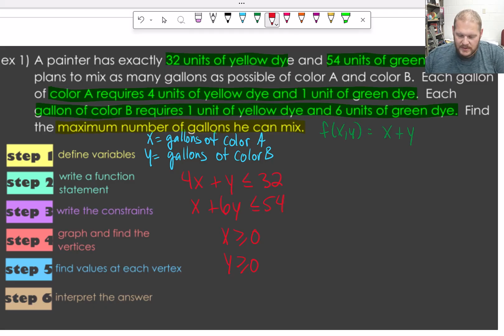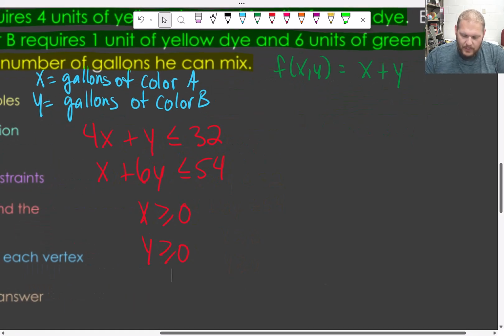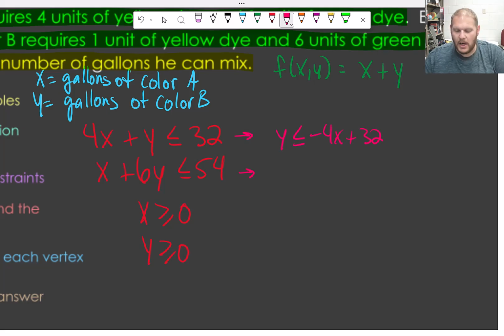calculator, because if we rearrange these to put them into slope-intercept form, this top inequality becomes y is less than or equal to negative 4x plus 32. And this other inequality becomes y is less than or equal to negative 1/6 x plus 9. So those would be my top 2 inequalities in slope-intercept form. Then you could graph the 2 of them to find where they intersect.